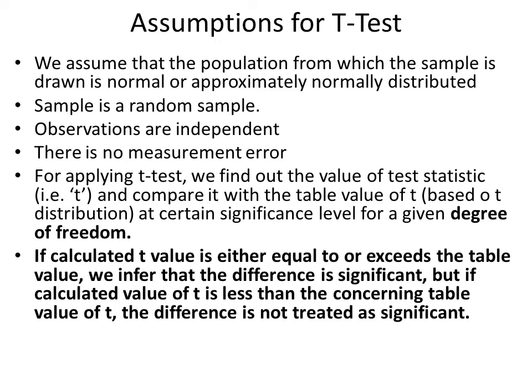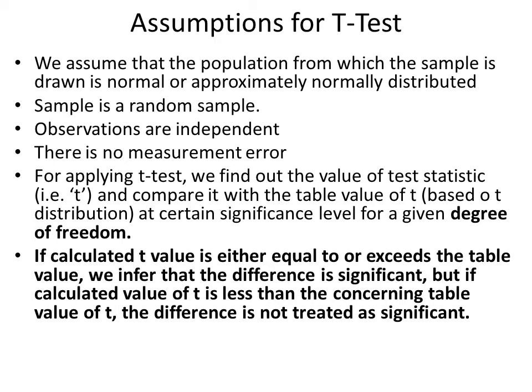Some other assumptions are the sample should be a random sample and the observations are independent of each other. There should not be any relationship between the observations. And lastly, there is no measurement error. For applying t-test, we find out the value of the t statistic and compare it with the table value, or I should say in technical language, we compare the t observed value with the t critical value and come to a statistical conclusion.